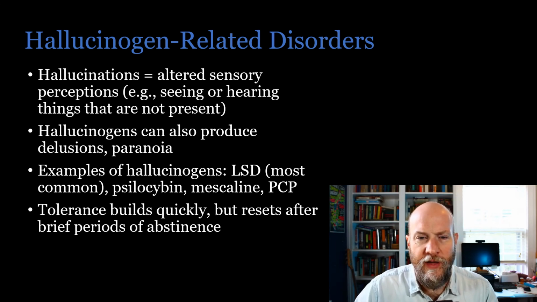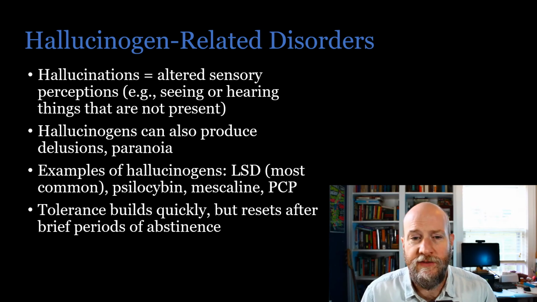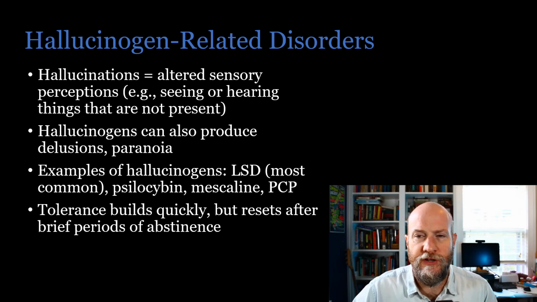As I mentioned, a lot of these drugs are derived from naturally occurring substances, the same way that cannabis is. So psilocybin comes from certain types of mushrooms, and mescaline comes from the peyote plant, which grows in a lot of desert regions, especially in the southwest of the United States. And then, of course, you have LSD, PCP, and a whole host of other synthetic hallucinogens, drugs like DMT and other types of chemically derived hallucinogens.